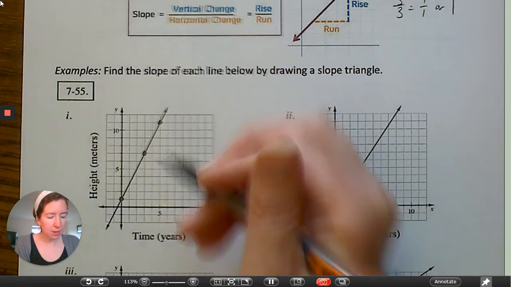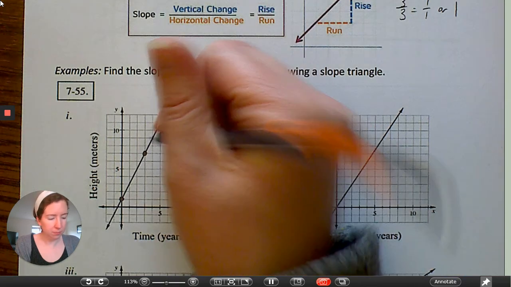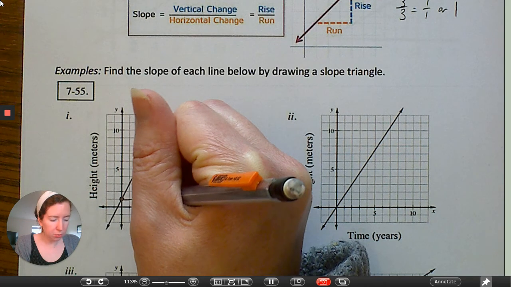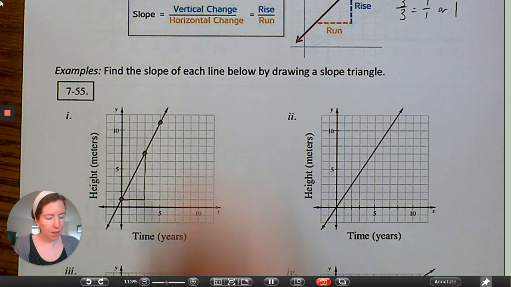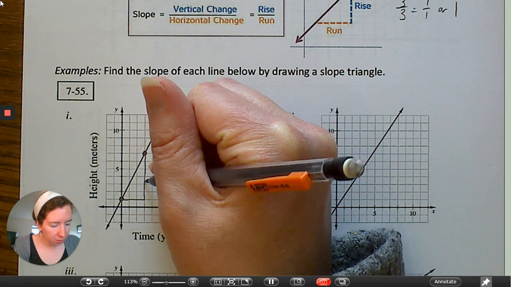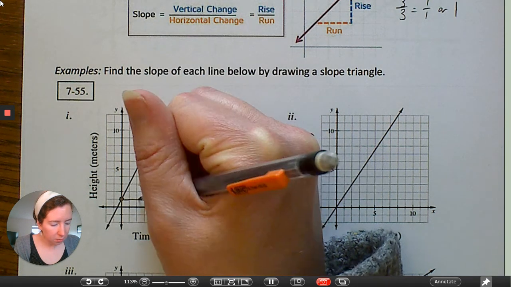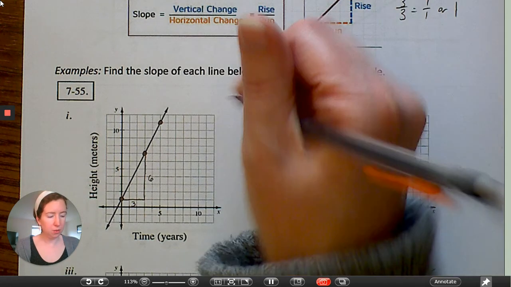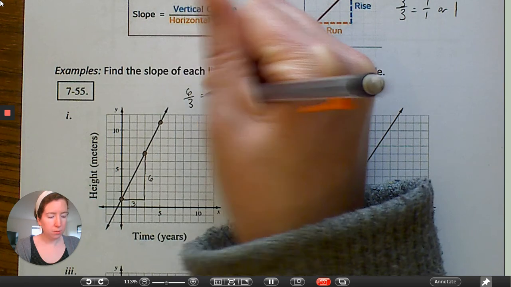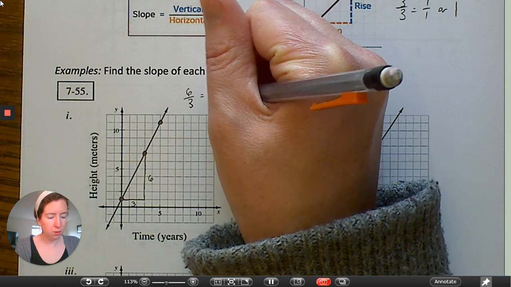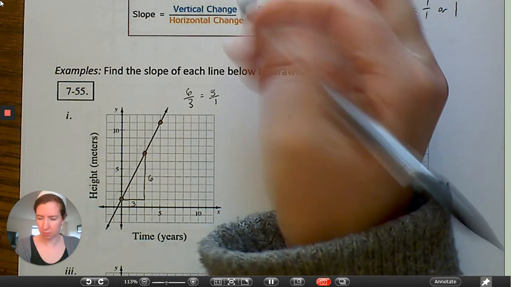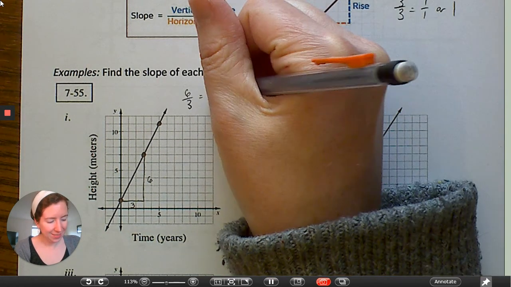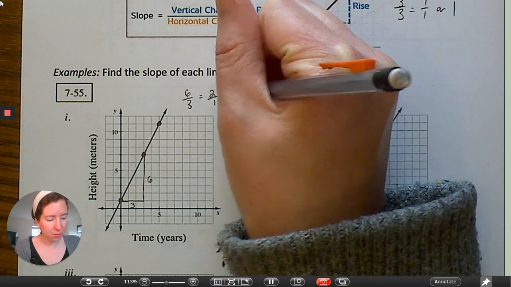So if I say I picked this first point and this first point, if I draw in my slope triangle, I count 1, 2, 3, 4, 5, 6 spots there. 1, 2, 3 spots there. Okay, so then 6/3 reduces to 2 over 1. Yeah, 2 over 1, sorry. That's why I use pencil. 2 over 1, or if you just want to write 2.